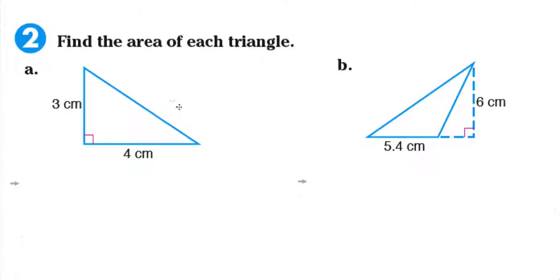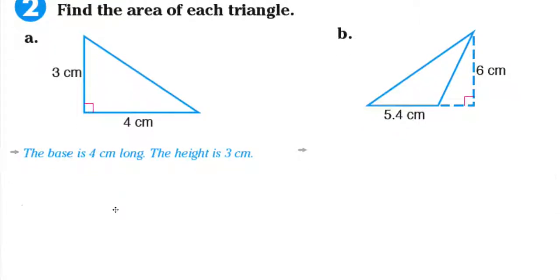We want to find the area of each of these triangles. Example 2A is easy enough because you know what the height is right away because of that little sign here which indicates a right angle. You know that 3 centimeters is perpendicular to 4 centimeters. So 4 centimeters is your base, and 3 centimeters is your height. So the base is 4 centimeters long, the height is 3 centimeters long.